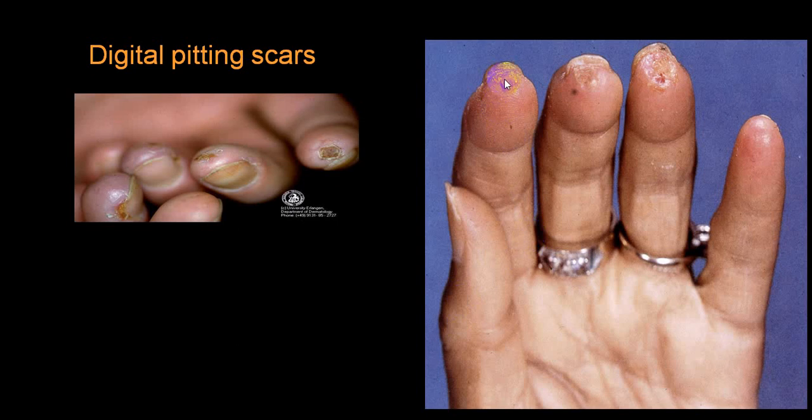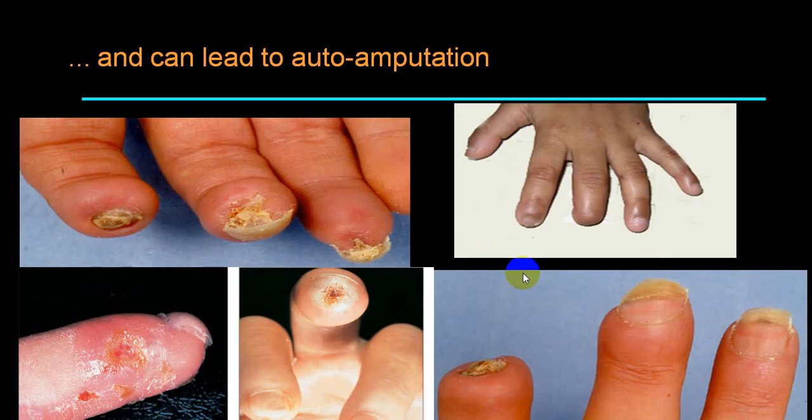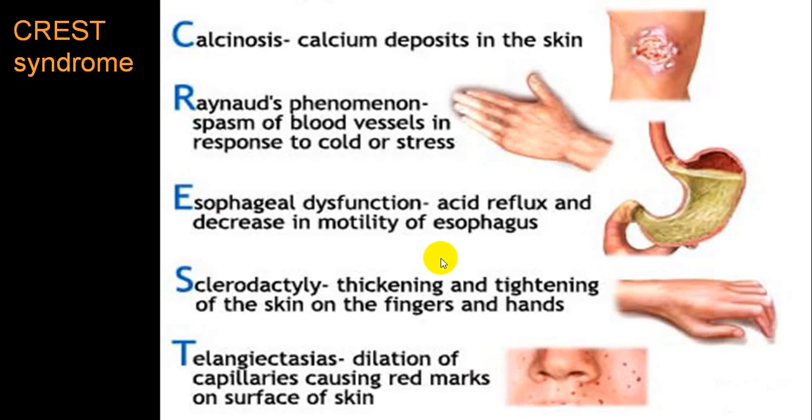Distal portion, you can see these are ulcers, digital pitting ulcers, deep ulcers, and then that ulcer can get necrosis and it can fall off, with loss of the terminal part. You can see this, very typical. This is a very bad variety. This is also called auto-amputation: deep ulcer, then necrosis, and then auto-amputation takes place. CREST, we have already shown you: calcinosis, Raynaud's phenomenon, esophageal dysfunction, sclerodactyly, telangiectasia.